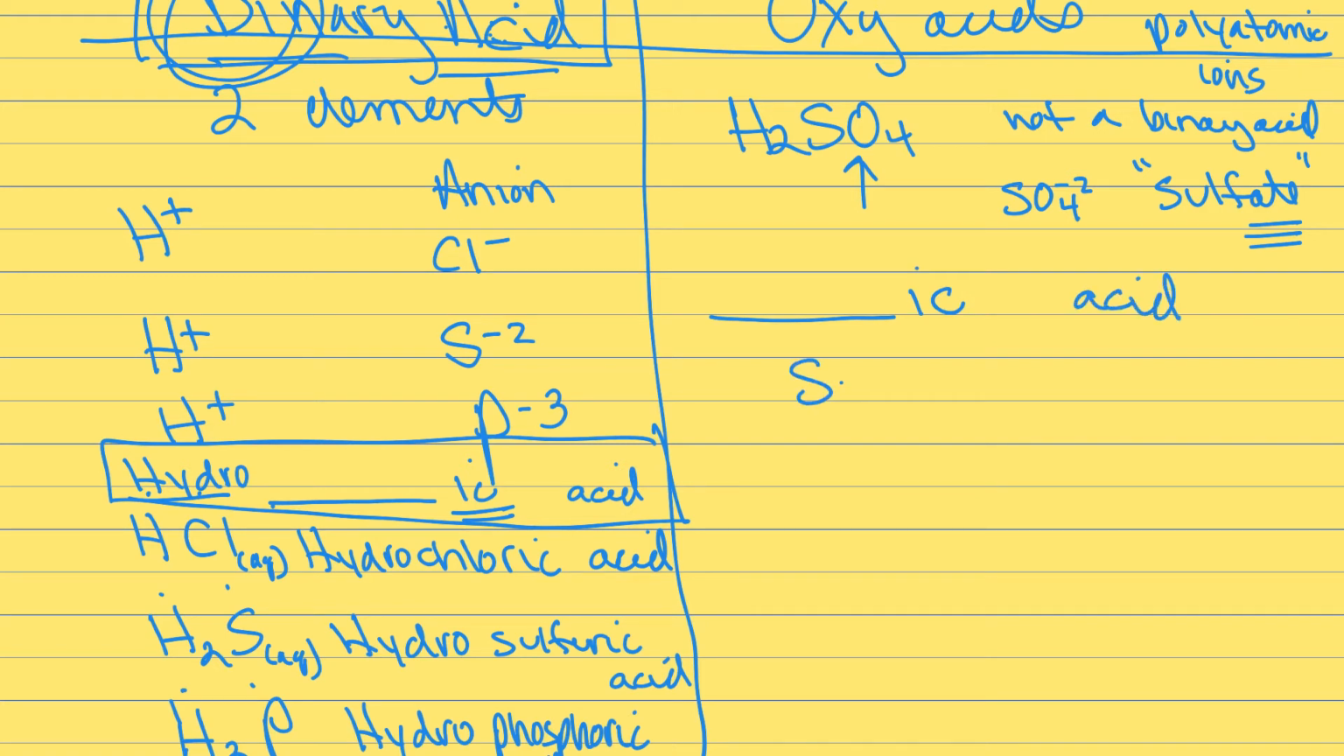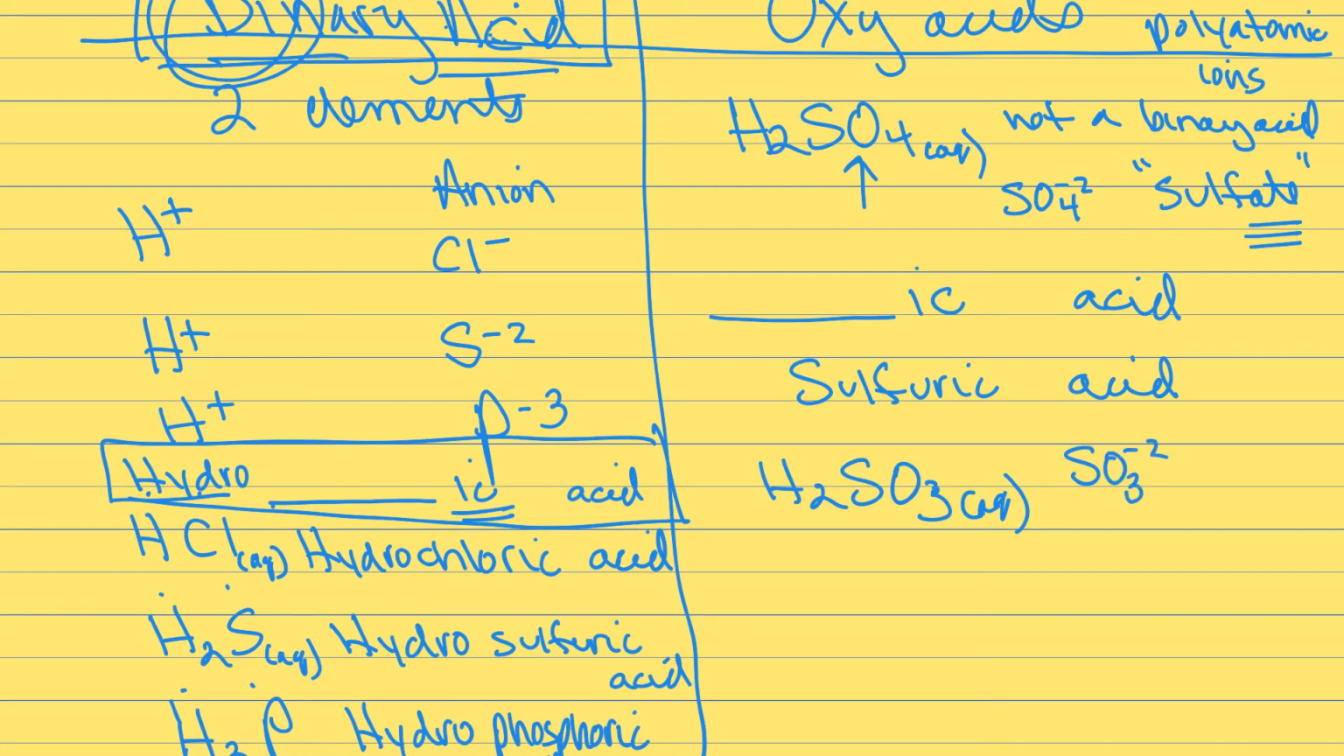So this would be sulfuric acid. If you had H2SO3, well, I look at my, and again, just to be nice, you like to put the AQ here just to make sure that you know that it is dissolved in water. So this one is sulfite, right? This is sulfite. That's one of your polyatomics that you should know, that it's one less oxygen than the ate.